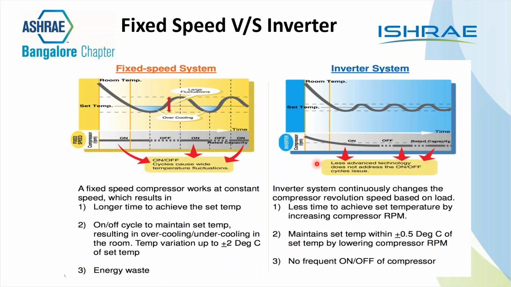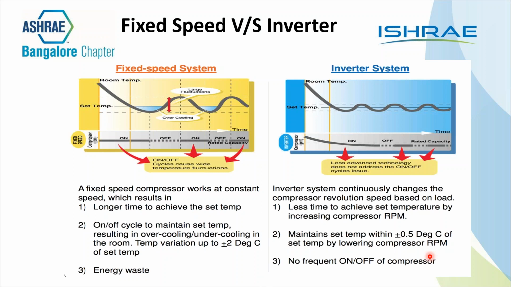Now, in a nutshell, a fixed speed compressor works at a constant speed, which results in a longer time to achieve the set temperature, and an on-off cycle to maintain the set temperature, resulting in over and undercooling. The room temperature variation could be plus or minus 2 degrees of the set temperature. So there is a huge waste of energy. Now, an inverter system continuously changes the compressor revolution based on the load, and takes less time to achieve the temperature by increasing or decreasing the compressor RPM. It maintains the set temperature within 0.5 degrees centigrade or 1 degree centigrade by lowering the compressor RPM. No frequent on-off of the compressor.